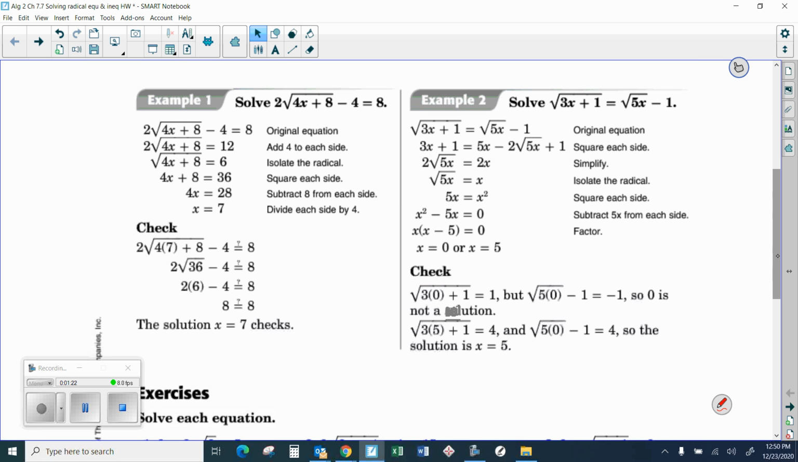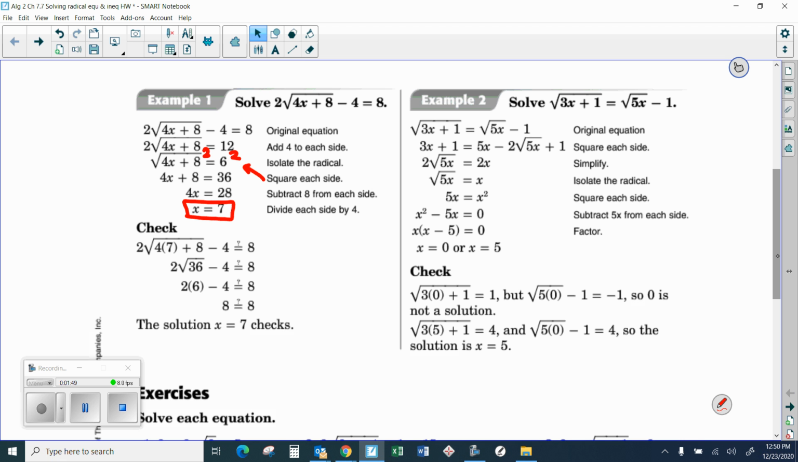So in example 1 here, we only have one radical, so we get everything else on the other side. We add the 4 across, it gives me 12, and then divide by 2, it gives me 6. Now I go ahead and square both sides, which they didn't show, they just wrote it in words right here. And that takes off the radical. 4x plus 8 equals 36. Subtract the 8 across, 28. And last step, divide by 4 on each side, and you get 7.